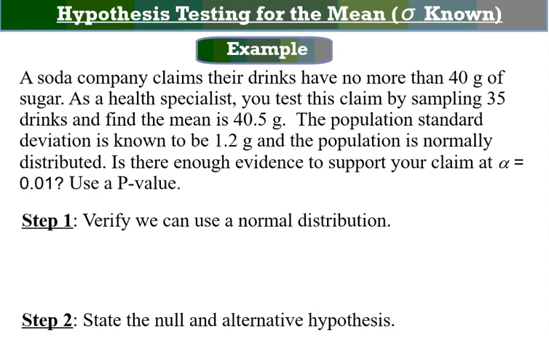I'm going to run one more so you can just see how it's done. So situation number 2 is one that we talked about in the beginning, the soda company claim. Soda company claims that their drinks have no more than 40 grams of sugar. As a health specialist, you test this claim by sampling 35 drinks and find their mean is 40.5. The population standard deviation is known to be 1.2 grams, and the population is normally distributed. Is there enough evidence to support the claim at the 1% level?